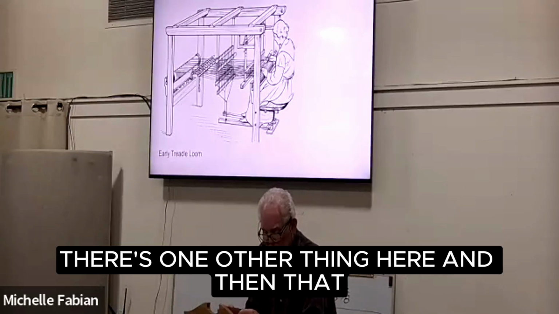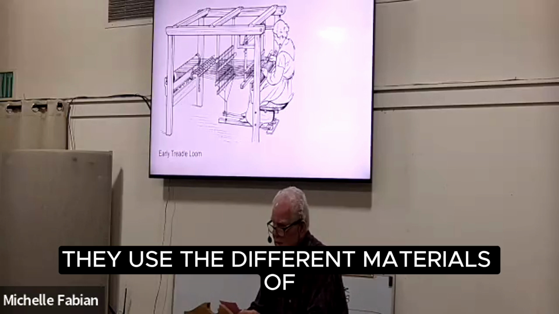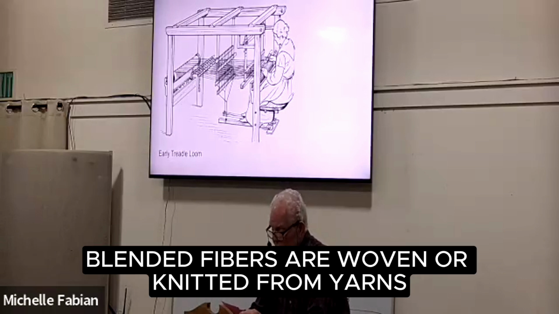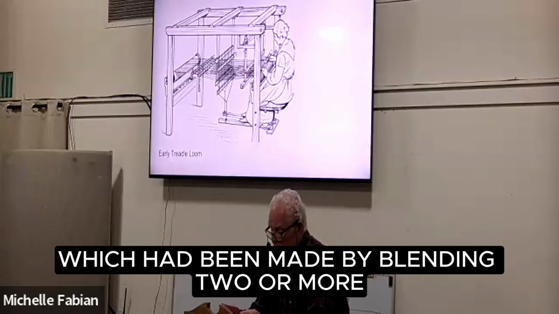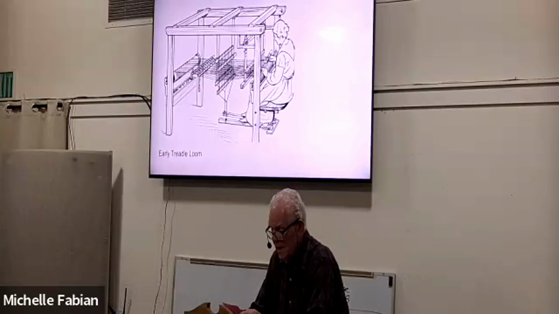There's one other thing here, and that is how they use the different materials or fibers to be blended. Blended fibers are woven or knitted from yarns which have been made by blending two or more fibers together before they are spun into yarn.